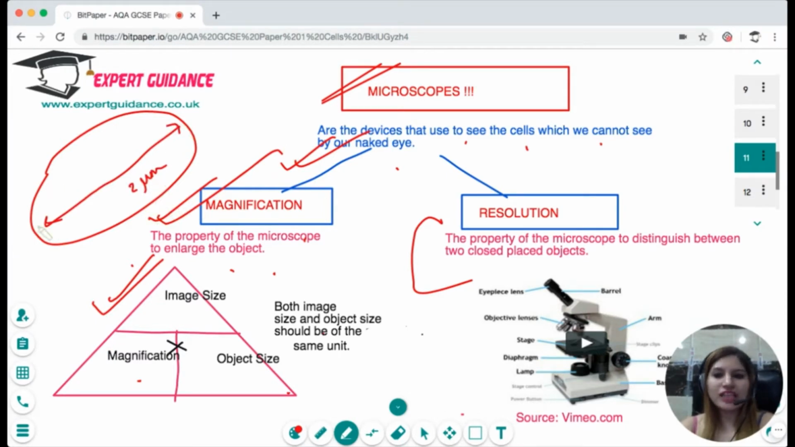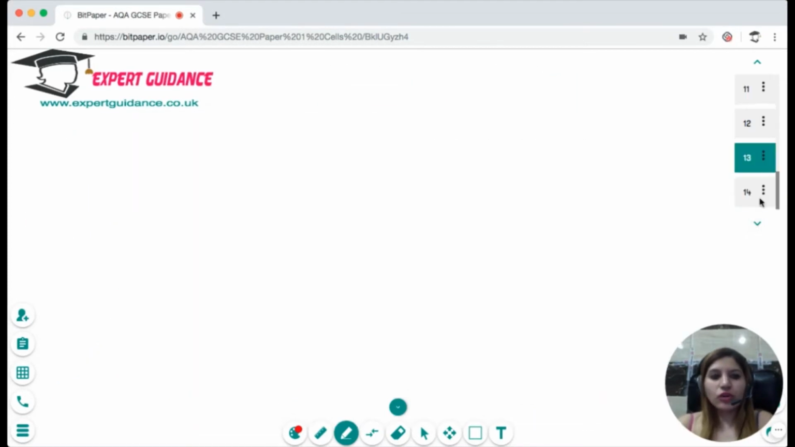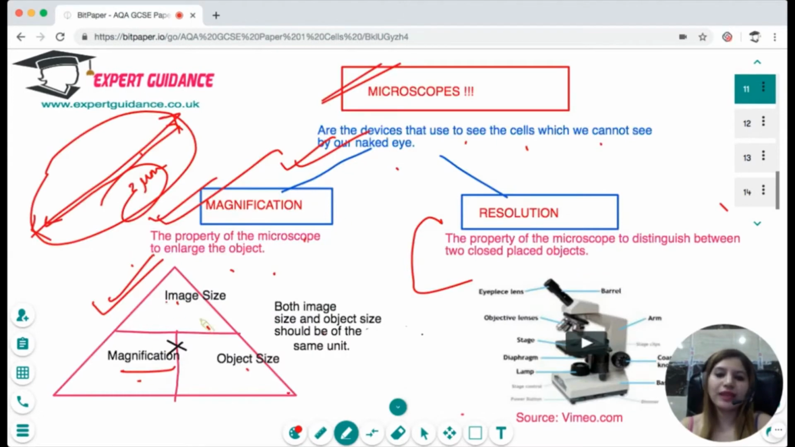In that case, you'll take your ruler and measure this actual length, which will be the image size. The object size, they have already given you, 2 micrometer. Make sure you make the units the same using the chart that I have just discussed. And then you find the magnification by doing image size over object size. The table that was given before helps you to convert the different units into a single unit. And remember, for magnification, both image size and object size should be of the same unit because magnification is the ratio.